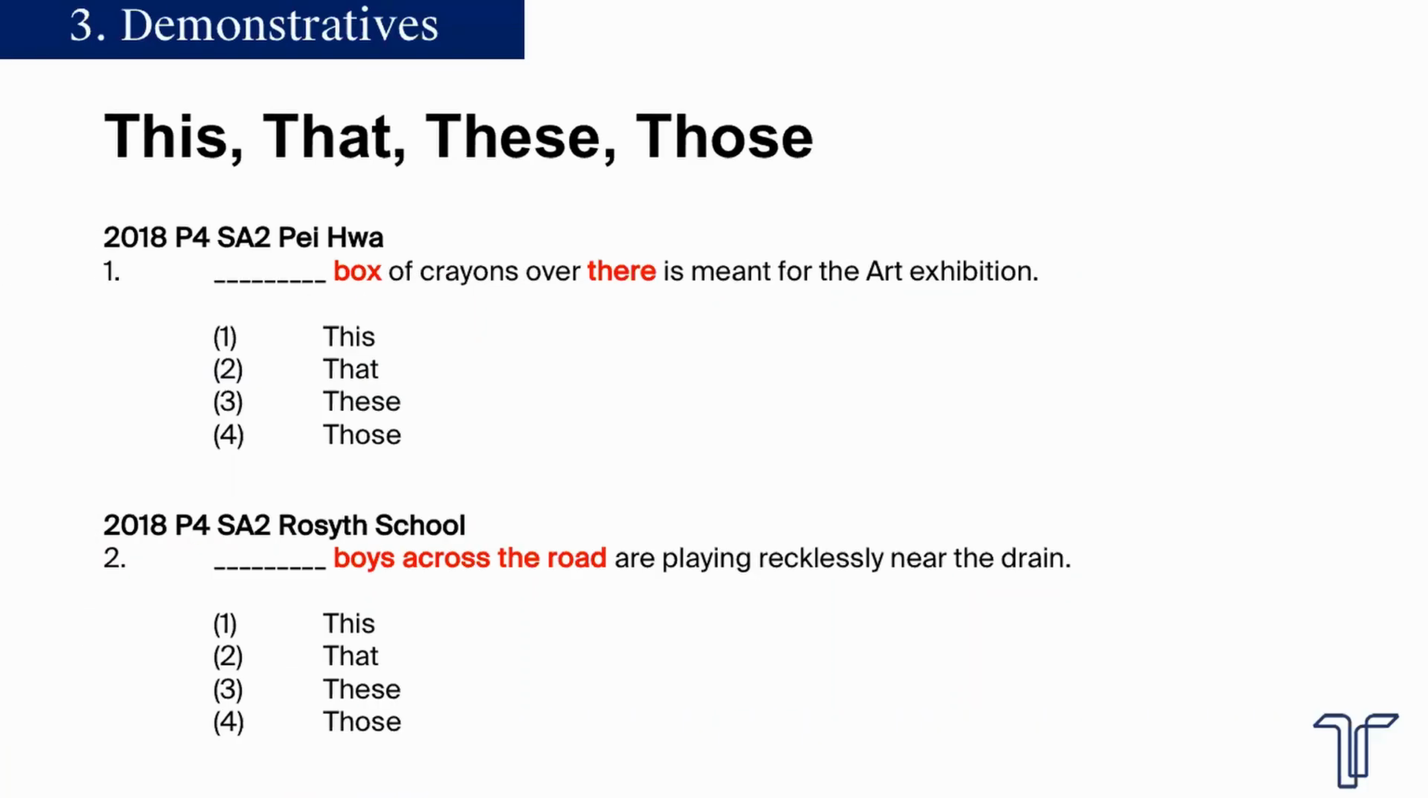So again, look at question 1, box of crayons over there. So over there is away from you, all right? And the key word, of course, is box, tells you it's singular. So that box of crayons over there, all right? Question 2, boys across the road. Again, across the road tells me that it's away from you, okay? And I highlight on boys being plural, right? So those boys across the road are playing recklessly near the drain.